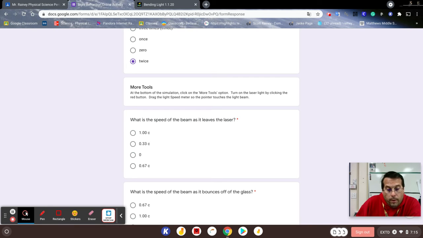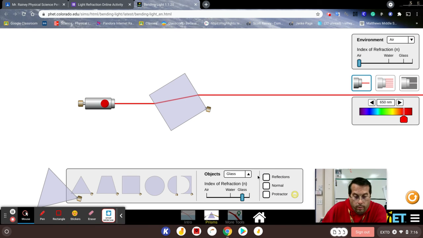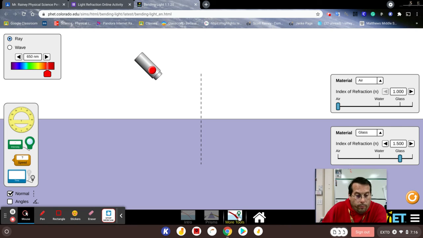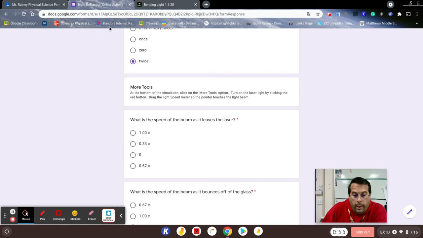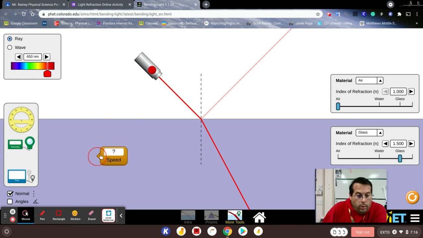At the bottom of the simulation, click on the More Tools, turn on the laser light by clicking the red button, drag the speed meter so it touches the point screen. So we're going to go to the More Tools option, which is behind me. No, it's not. Where's my More Tools? Oh, More Tools is right here. I apologize. All right, so we're going to go ahead and turn the laser light on, clicking the red button, and we're going to use the speed meter, which is this. So we're going to click on this, use our speed. We see it's moving at the speed of light as it's going through the air.